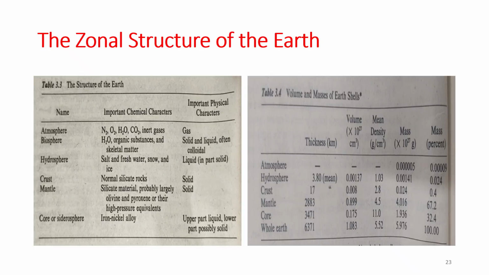Coming to the structure of the Earth's overall composition, the atmosphere and biosphere, what are the important chemical parameters in the atmosphere and biosphere and hydrosphere, and the crust and mantle and the core. And this is the table displaying the volume and masses of the Earth's shells.